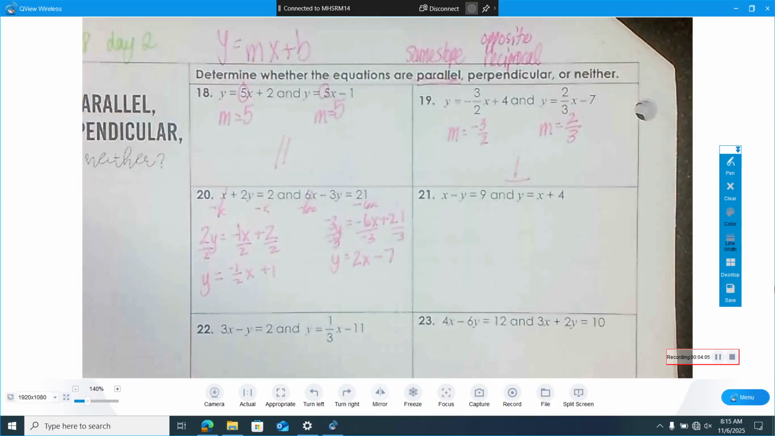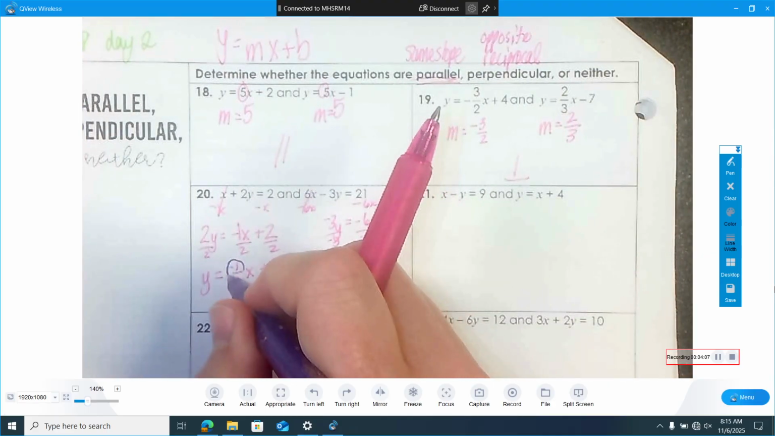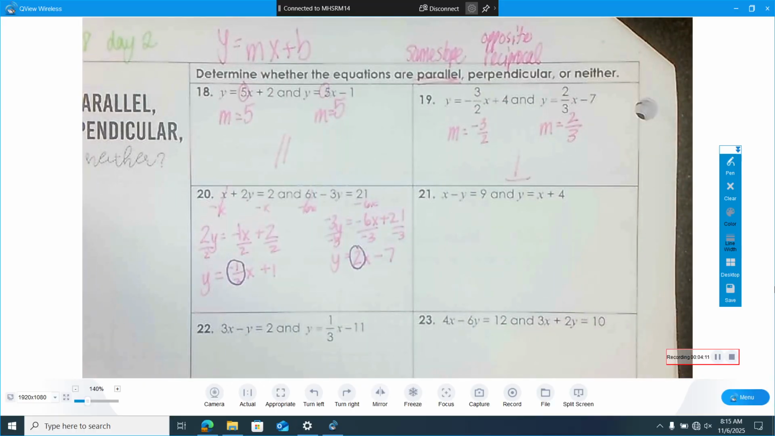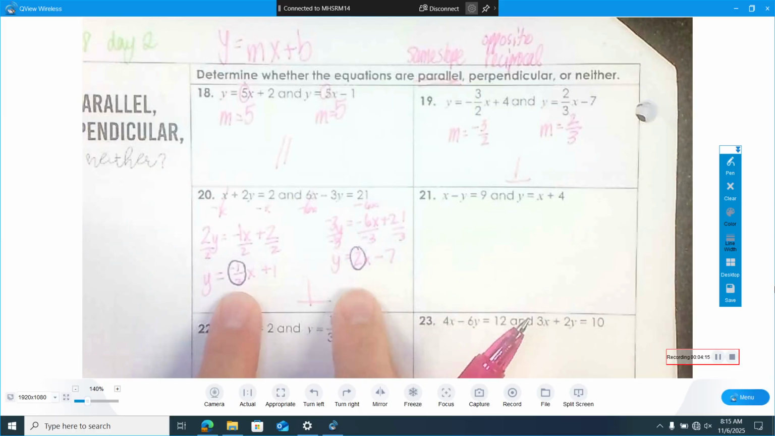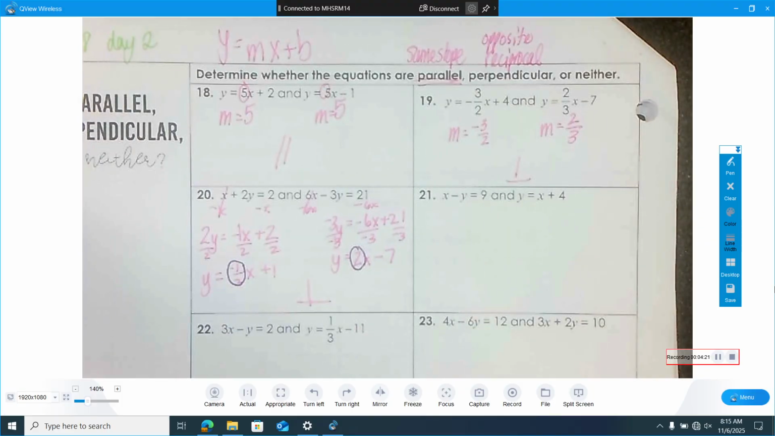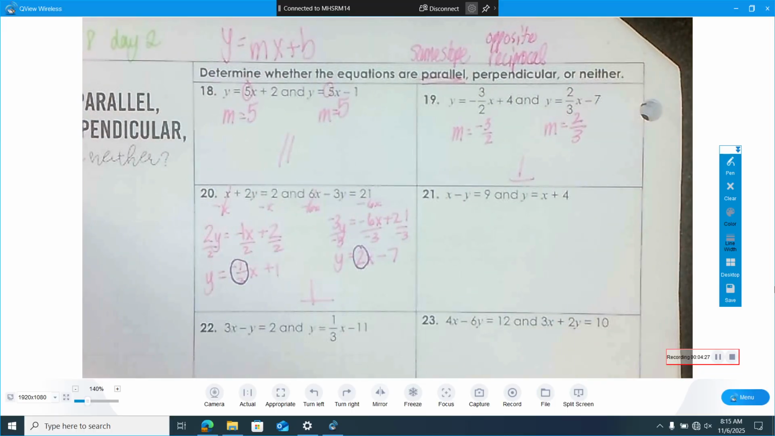All right, let's see. We got a slope of negative 1/2. We got a slope of 2. Perpendicular. Opposite reciprocals. One is positive, one is negative. The fraction is flipped. Opposite reciprocals, perpendicular. All right, let's look at number 22.